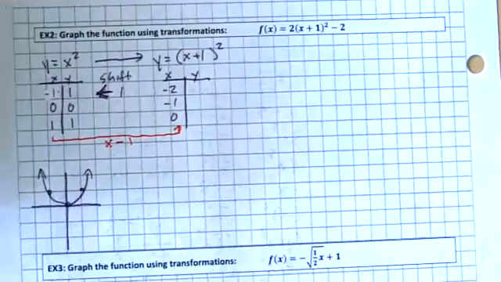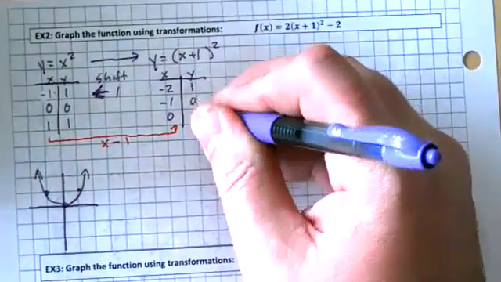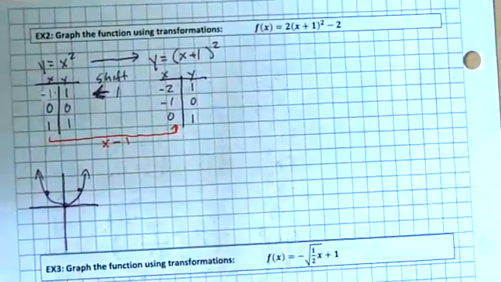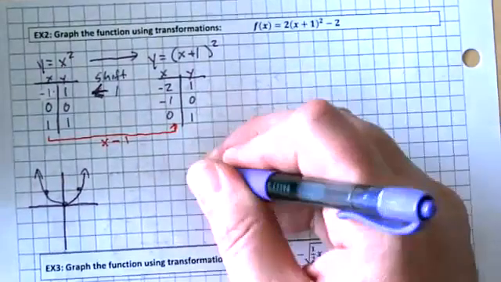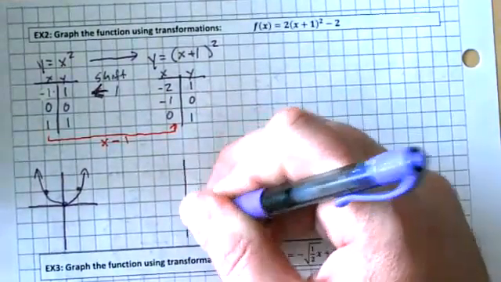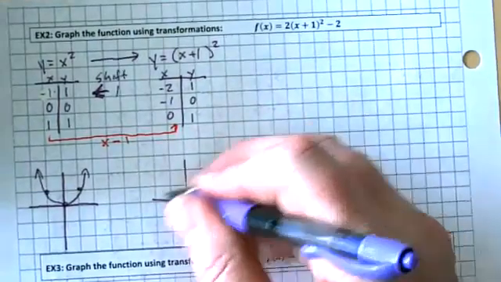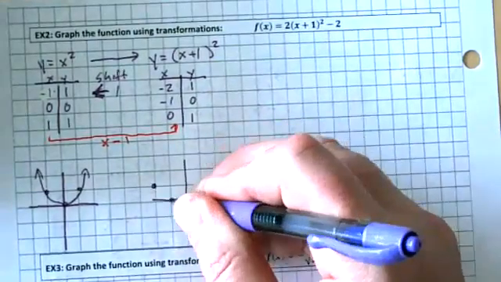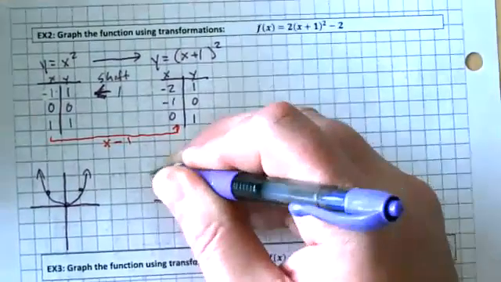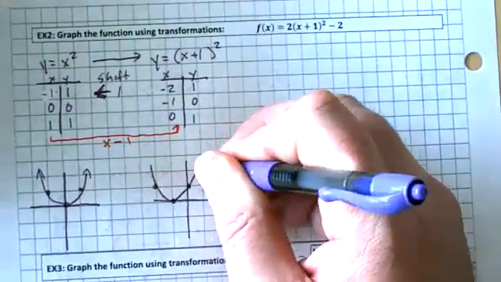Is my Y coordinate going to change at all? Nope. Just copy them down. The Y coordinates are not changing because we're shifting to the left, and that is strictly horizontal. So we'll graph those 3 points, and hopefully we're going to see a parabola that's been shifted to the left by 1. So -2, 1, -1, 0, 0, 1. Oh yeah, look at that. That's perfect.